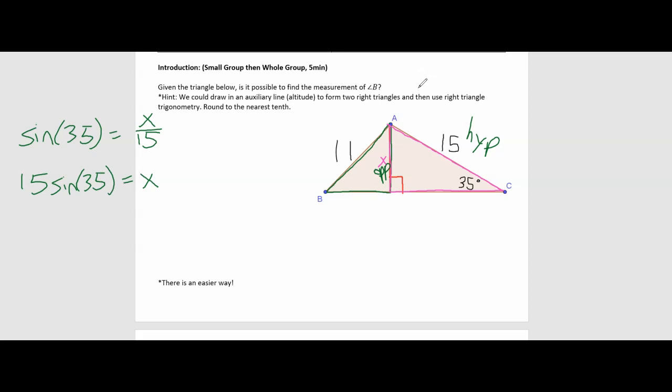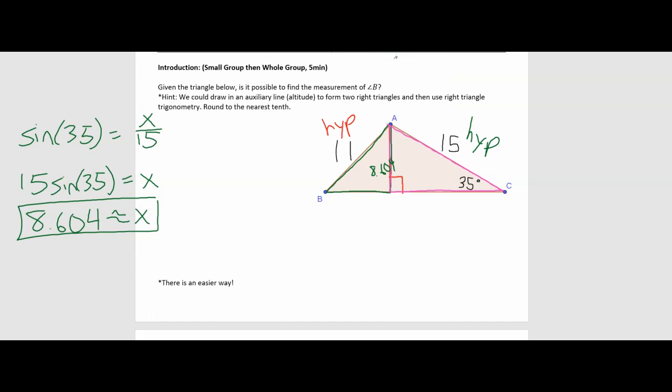We'll round to 3 decimal places here because we're in the middle of a problem. So 15 times the sine of 35 gives us approximately 8.604. Now I can try to figure out what angle B is, because I now have two pieces of information for this green triangle. Let me put that in here, 8.604.